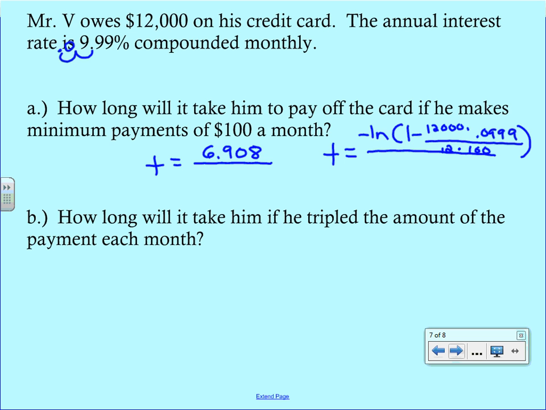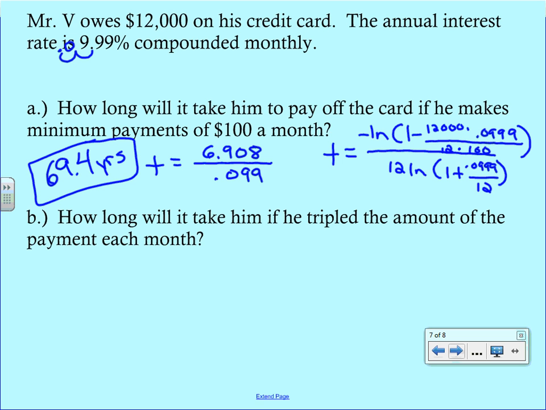The bottom is much easier. If you notice, we have the n times natural log. N was how many payments we're making. It's monthly, so it's 12. 12 natural log. And then inside of our parentheses in the bottom, we have that 1 plus 0.0999. And now we divide it by, again, how many times we pay throughout the course of the year. That bottom number should be a 0.099. So ultimately what we get for our final answer is it's going to take me roughly 69.4 years to pay off a $12,000 credit card bill if I'm only going to put 100 down each month.